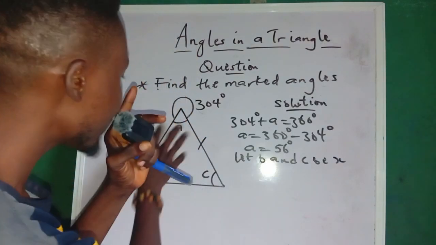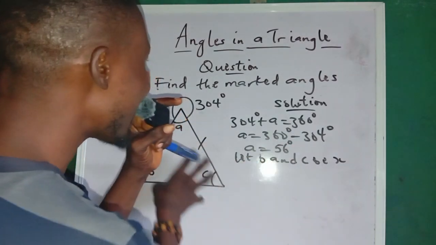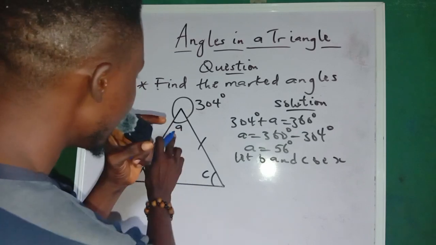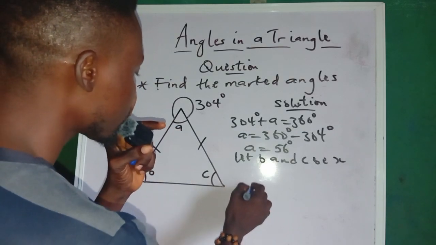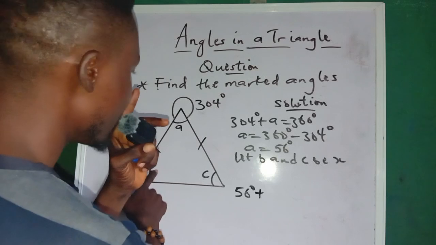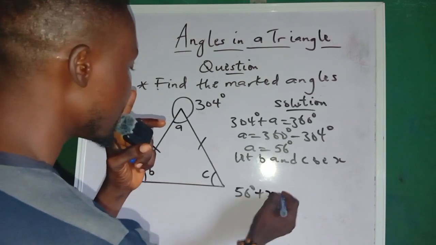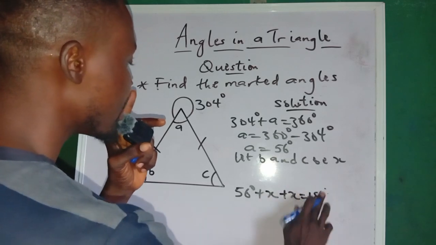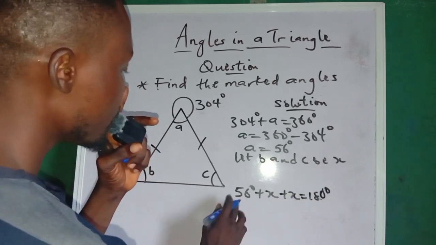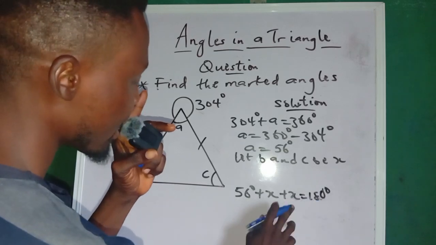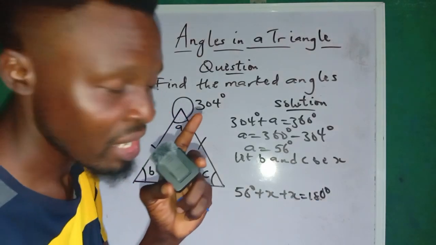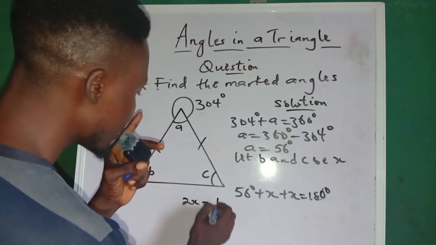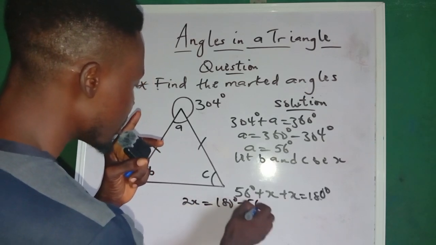Now remember that we have three angles, and the sum of the interior angles of a triangle must be equal to 180 degrees. We now start adding. A is 56 degrees, so 56 degrees plus this B, which is X, and this C, which is X, is equal to 180 degrees. So 56 will go to the right hand side. We cannot add it with X, but X plus X gives us 2X. So 2X is equal to 180 degrees minus 56 degrees.